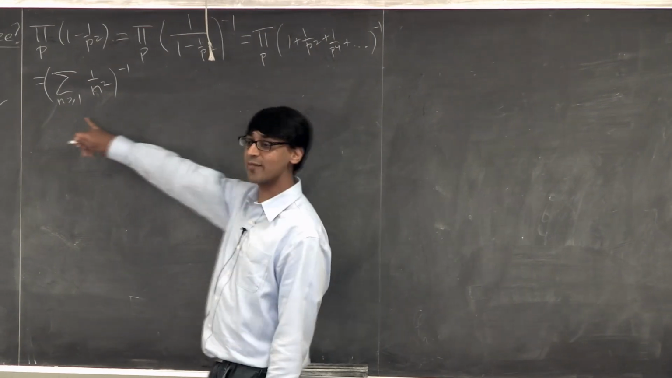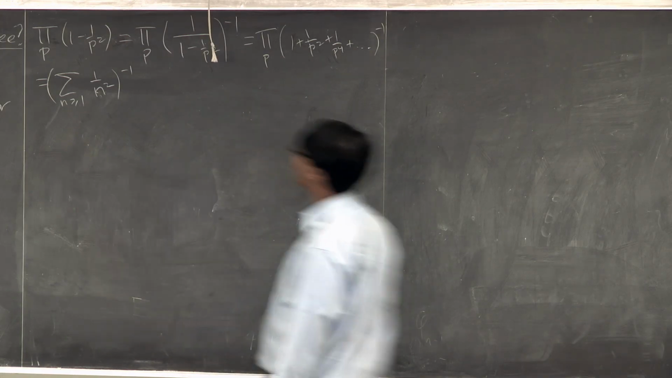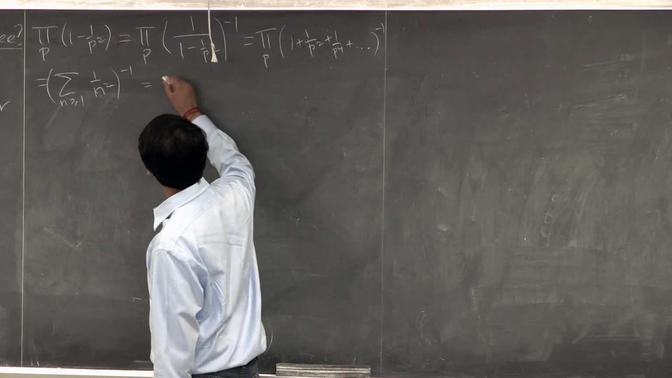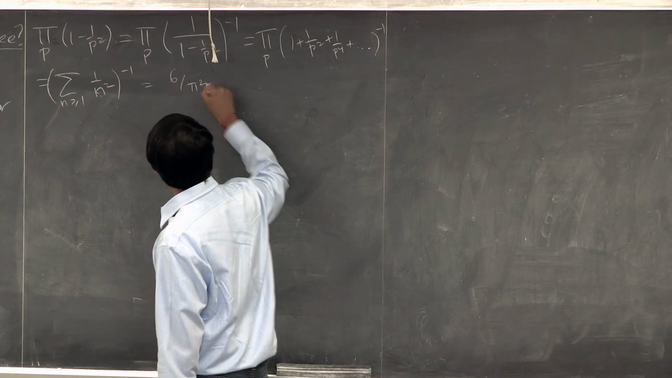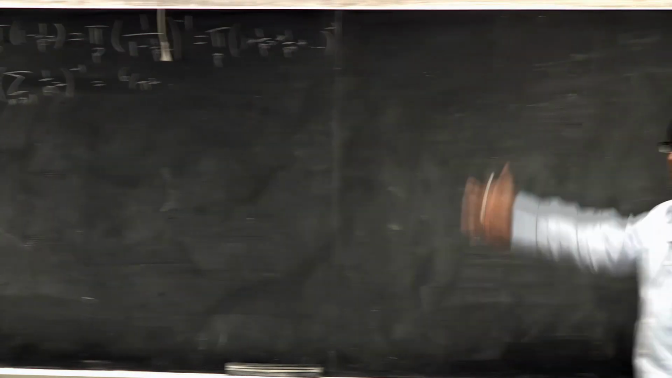Like in Fourier, if you expand the Fourier series of f of x equals x between 0 and 1, that's one way of doing that. So anyway, this is pi squared over 6, the value of zeta 2. And so this is 6 over pi squared. Okay, so that's the reason you get 6 over pi squared, the moral reason.